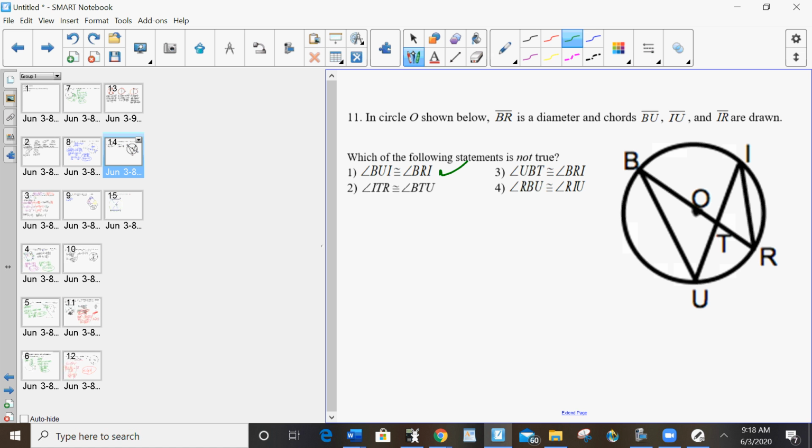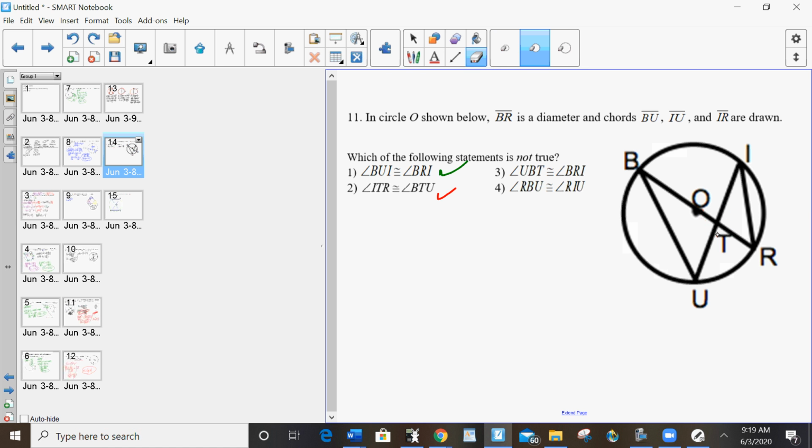Choice 2. ITR and BTU. Well, they're not inscribed angles, but going back to earlier in geometry, they're vertical angles. And I know that vertical angles are congruent. So a lot of students get that one wrong because they don't have the same intercepted arc, but they're not inscribed angles, they're vertical angles, and vertical angles are always congruent.